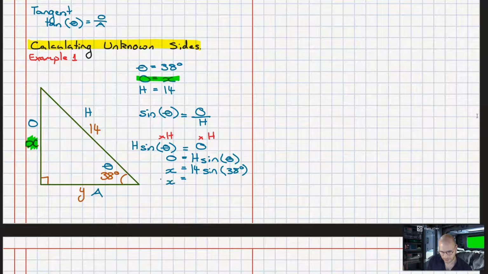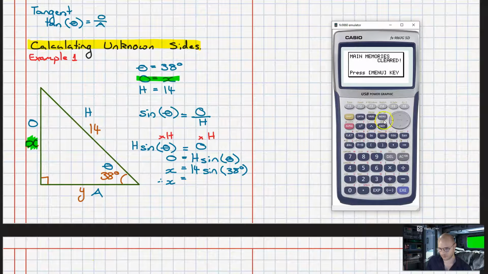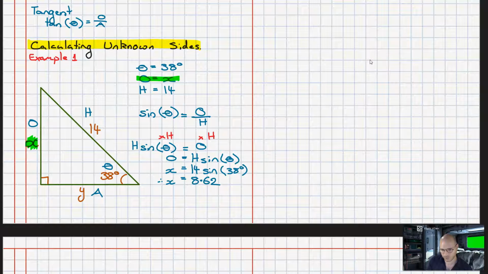Now, next step, we have to use our calculators to solve this. So I bring my calculator, and I'm going to go menu, exit 1, then I just have to set it to degrees. Alright, now putting the values in, I go 14 sine 38. It's going to yield the value 8.6192. I'm going to go to 2 decimal places because I think that's good enough for what we're doing. So we'll go 8.62. And we can't have quantities without units, so we'll call it 8.62 units like so.